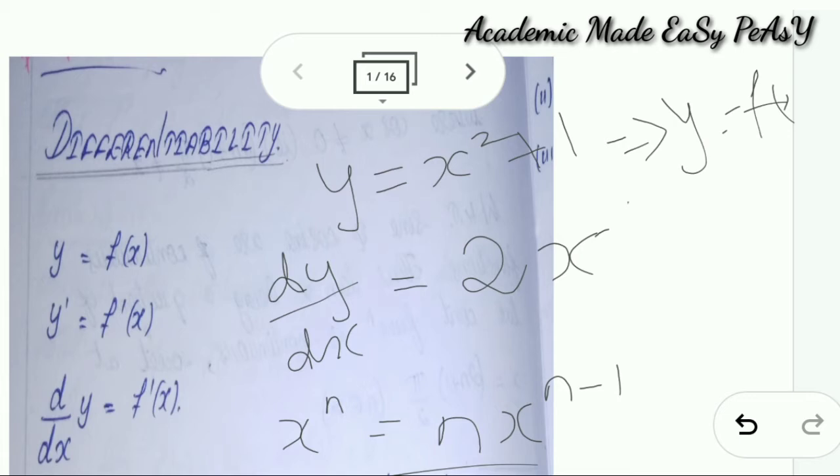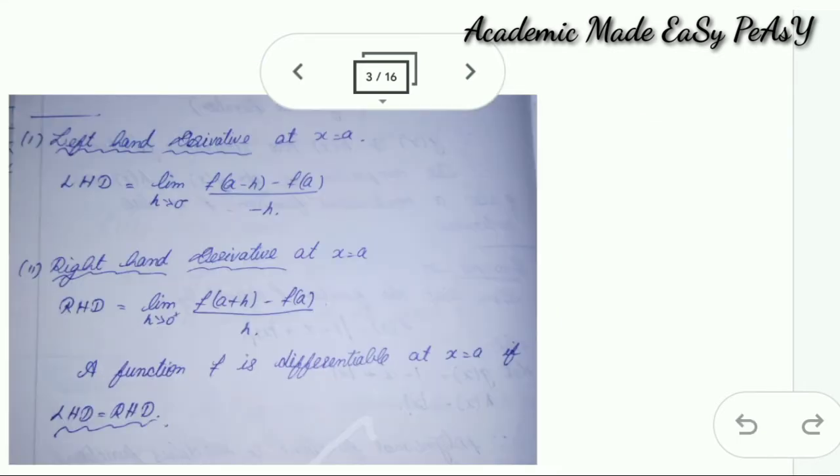Now you have to understand what differentiability is. We have already learnt in continuity about LHL and RHL. Here for derivatives also we have LHD and RHD, that is, left hand derivative and right hand derivative. The same thing we learnt in continuity is applied over here. So here LHD, we write it as LHD.